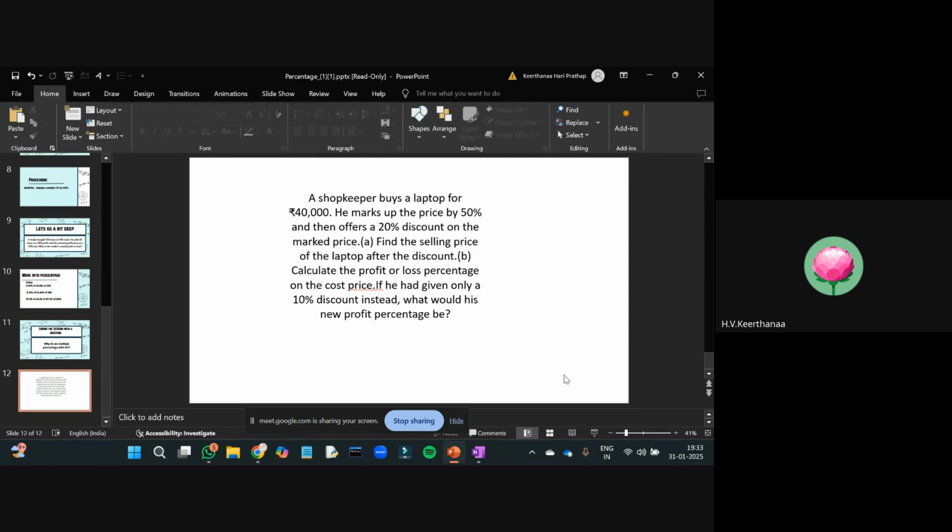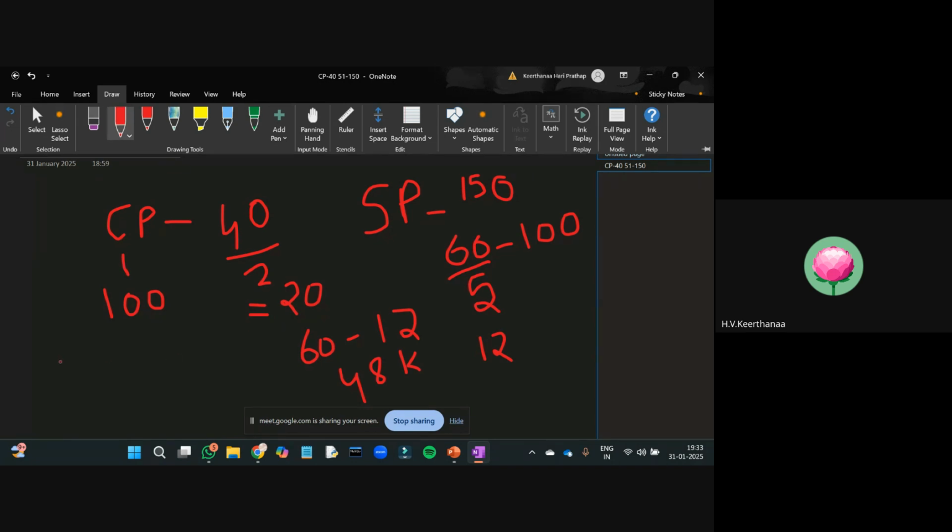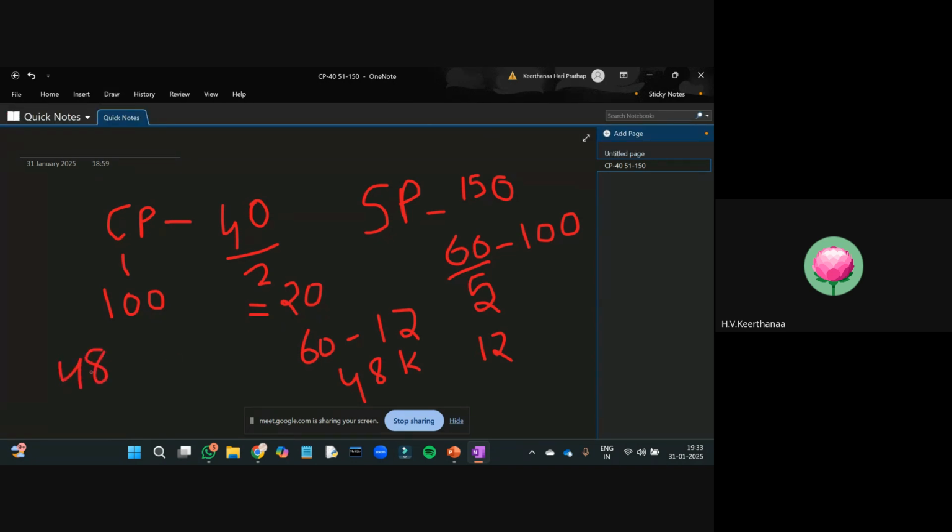Now calculate the profit or loss percentage. That's pretty simple. Give me a second, I'll erase this part. Okay. So we know the selling price is 48,000 and the cost price is 40,000. If you subtract, you get 8,000, which will be a profit. So 8,000 is nothing but 20%, right? How do you calculate that? 8 is nothing but 40 divided by 5. That is 100% divided by 5, which is 20. So your current profit percentage is 20 percent, right?